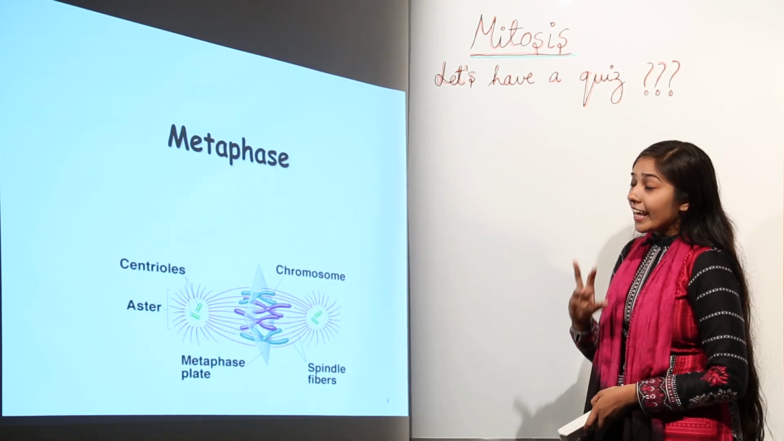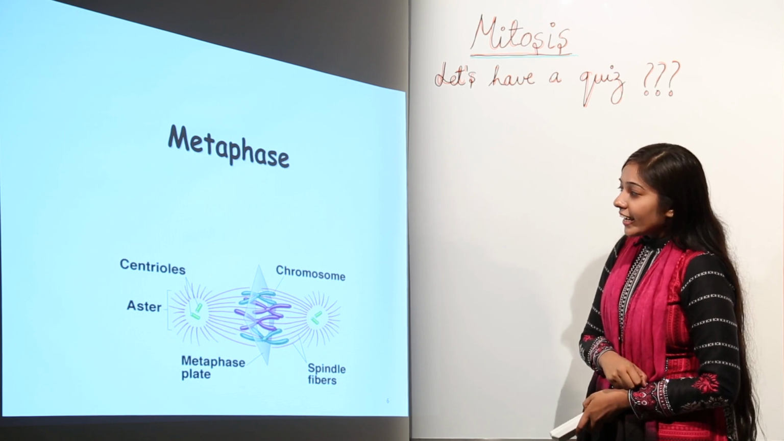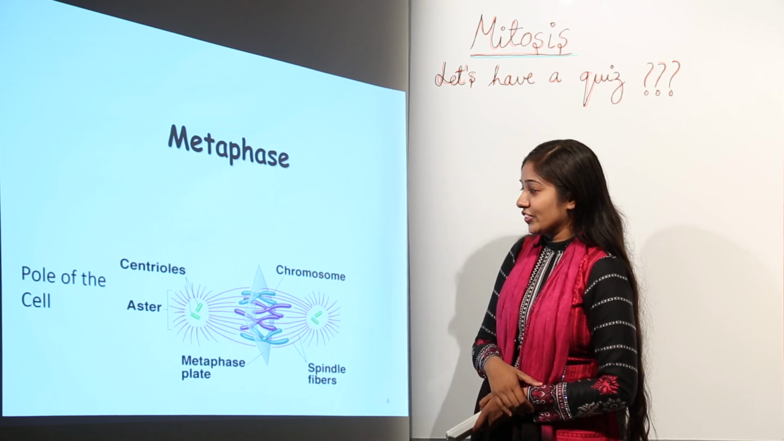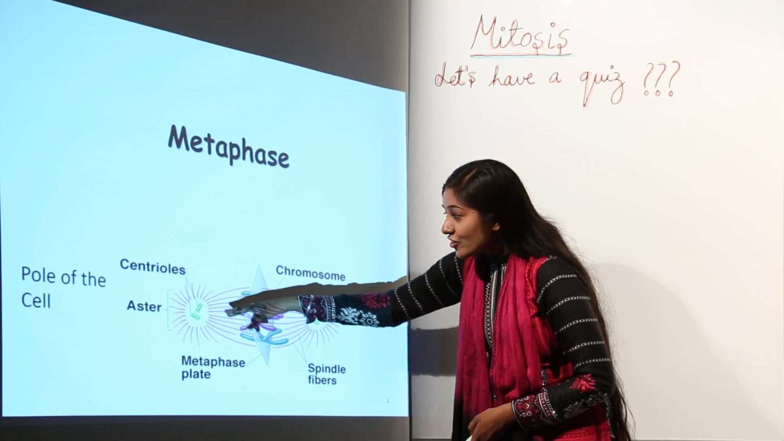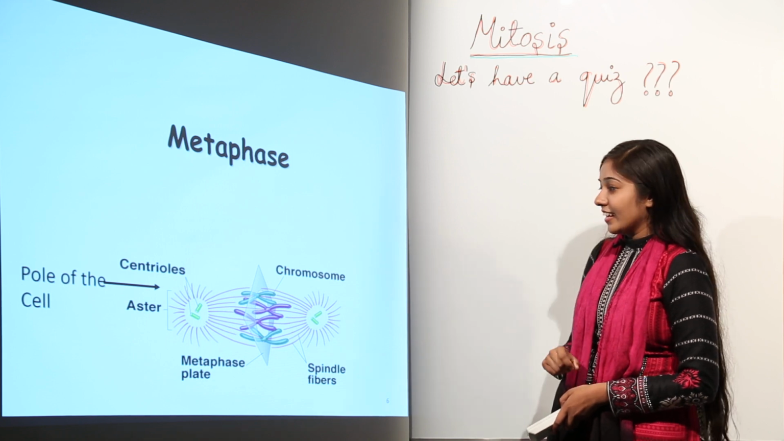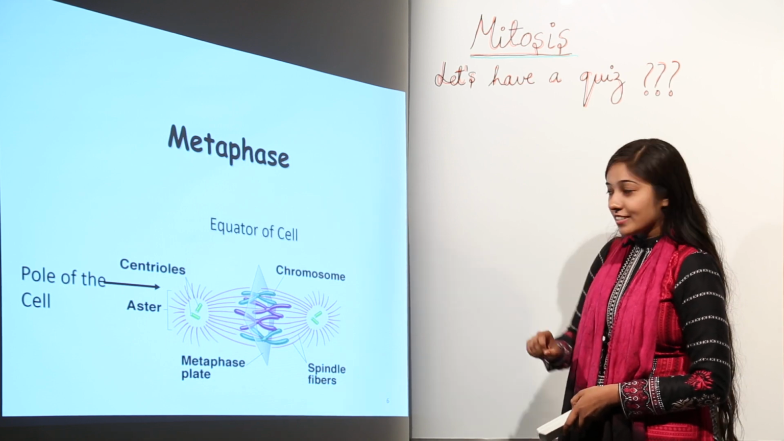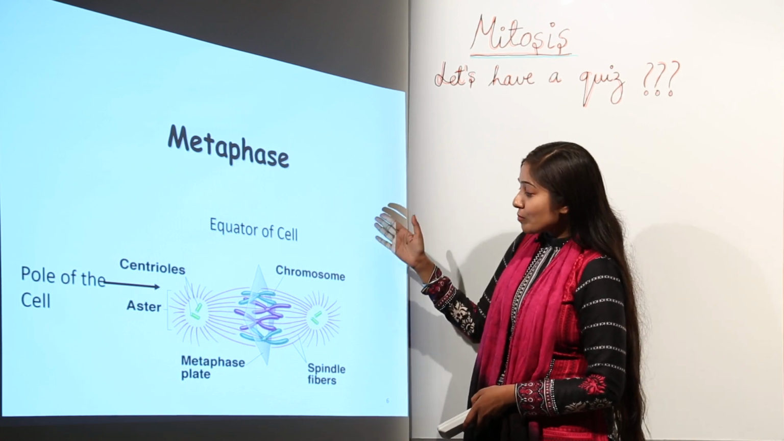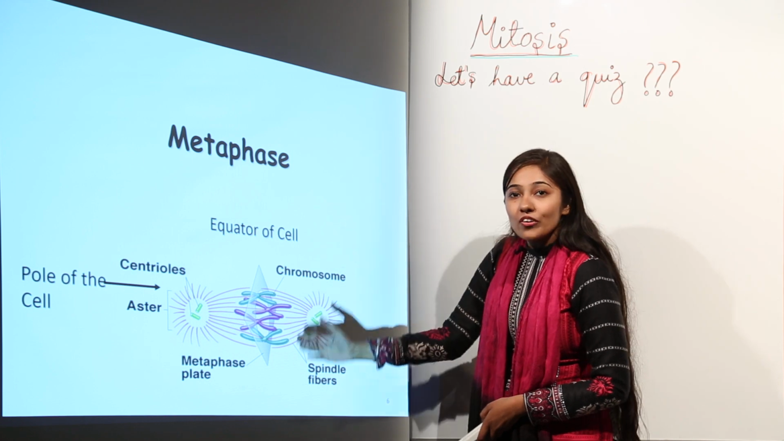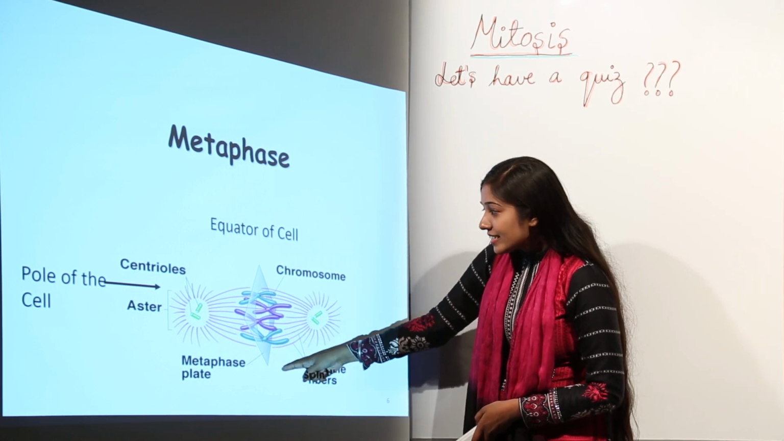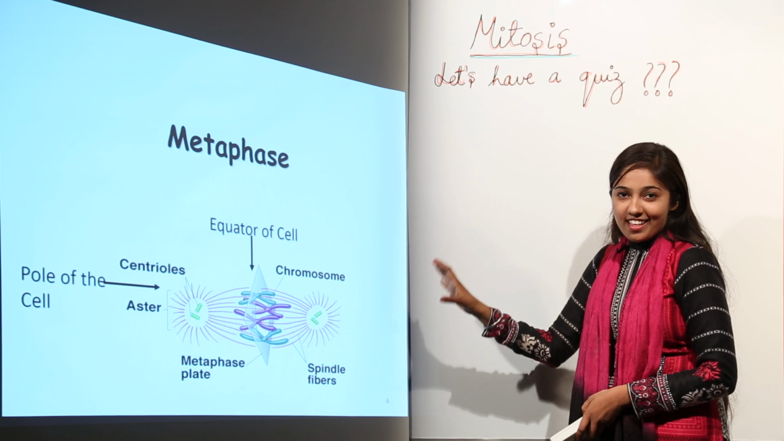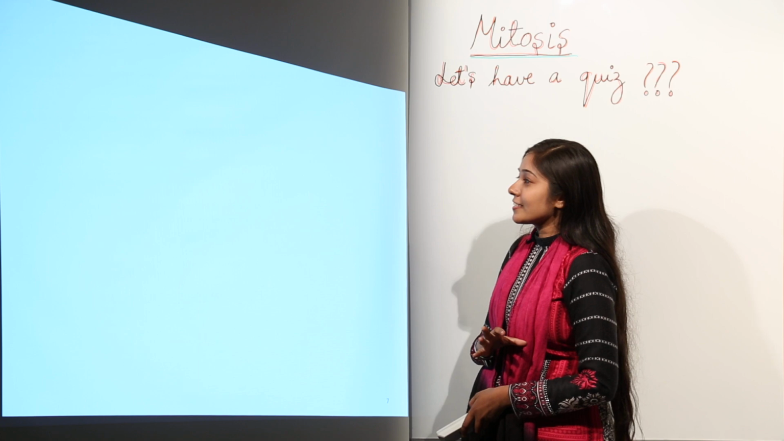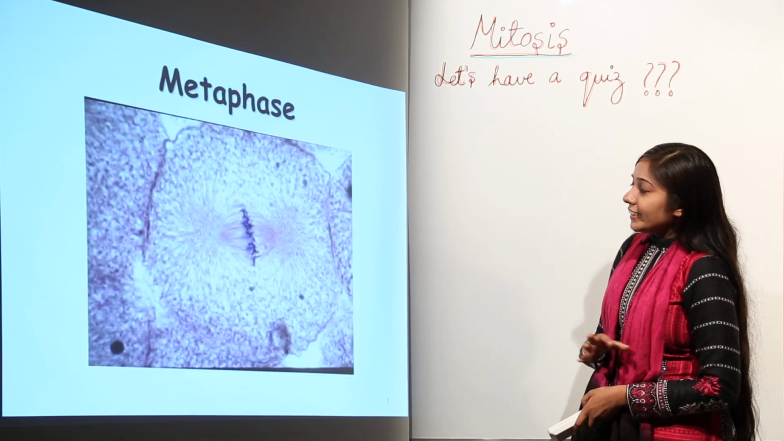Next, another question from the metaphase stage. Can you tell me where the pole of the cell is in this image? Right, where there are centrioles, that is the pole of the cell. And where is the equator of the cell? In case of metaphase, you all know that the chromosomes are aligned at the equatorial line. So where the chromosomes are aligned, that is the equator of the cell. You are giving very correct answers to all my questions. Let us move on to the next question.